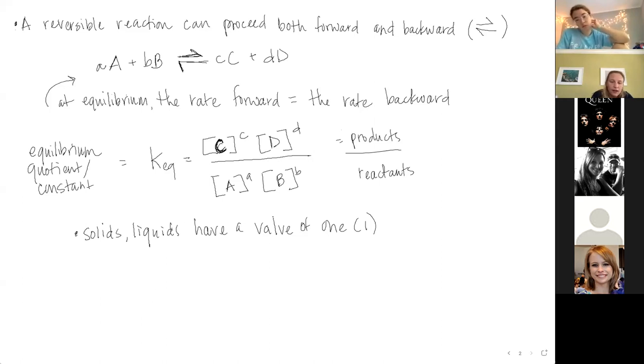So pure solids and pure liquids, liquids like water, are going to have a value of 1. However, if you have chemicals that are dissolved in an aqueous solution, technically your solution is a liquid, but the chemical that you're looking at is just in an aqueous solution. So those don't have a value of 1. And then gases, we're going to use partial pressure.